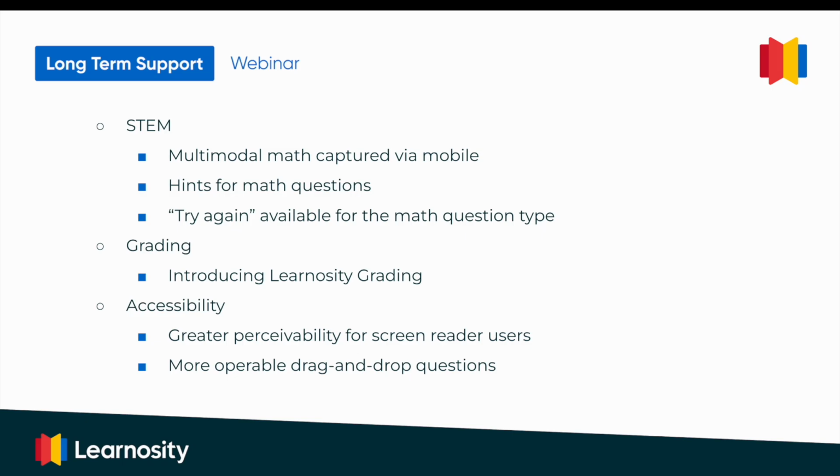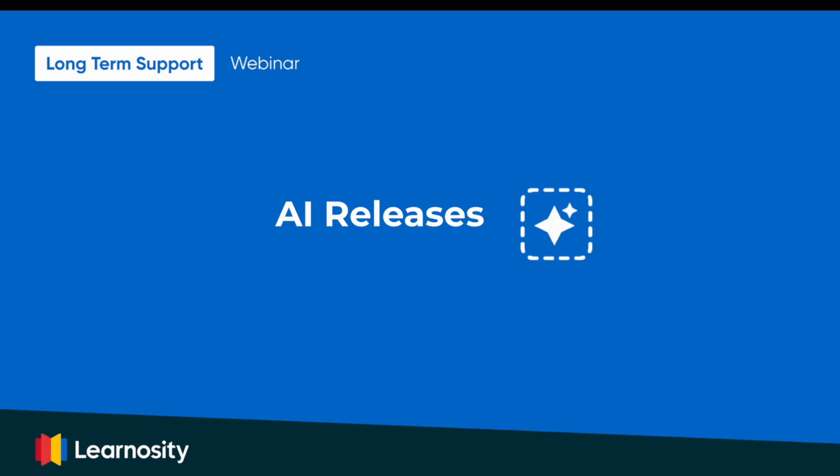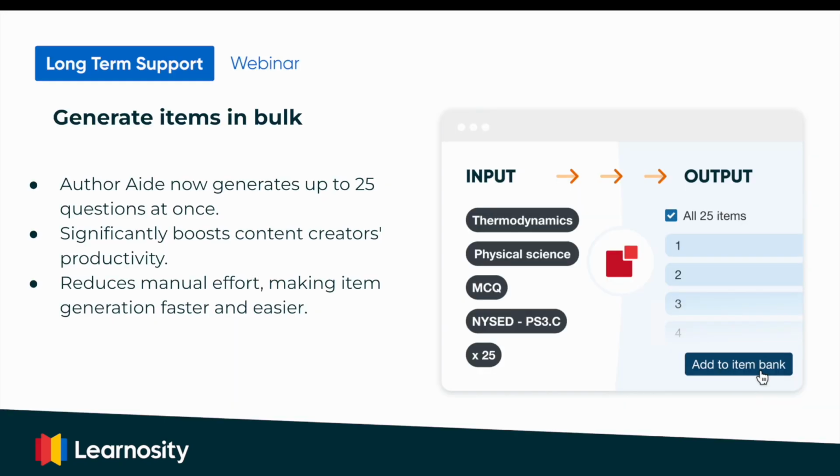Let's start with AI. In our AI releases, the game changer authors have been waiting for. AuthorAid now generates up to 25 questions at once, giving content creators a major productivity boost. Now let's hand it over to Michael for a demo.